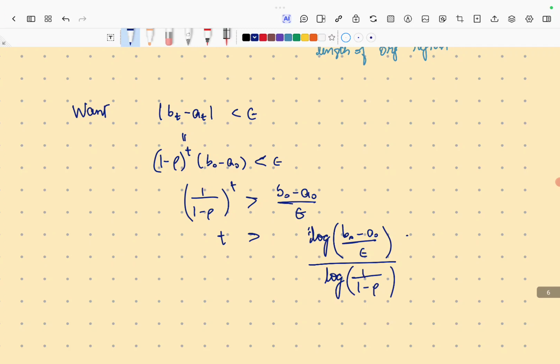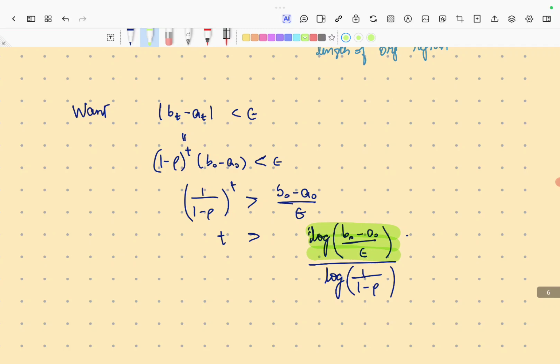Right. So in a sense, rho is a constant, and b0 minus a0 and epsilon are really the parameters which can change, which essentially determine how long it takes for convergence. So here what we observe is that the overall time required, the number of oracle accesses that you need to make, essentially grows as log of b0 minus a0 divided by epsilon.